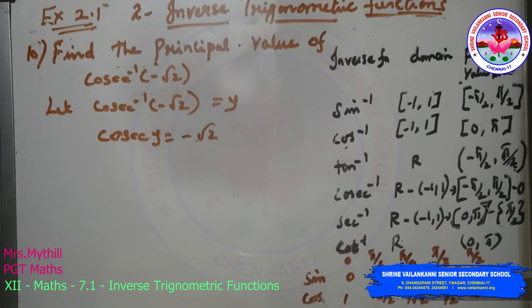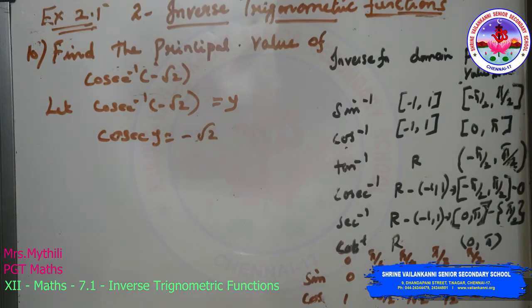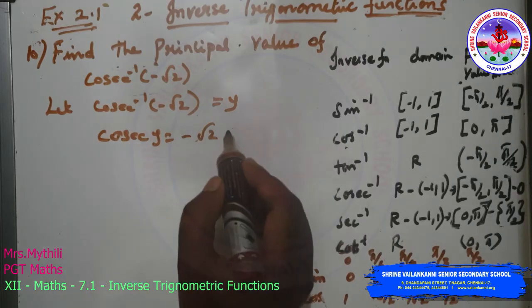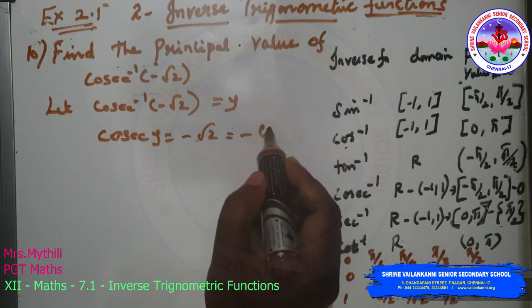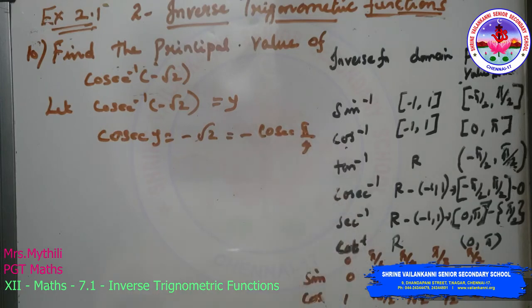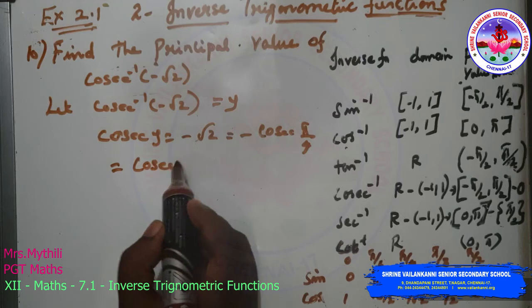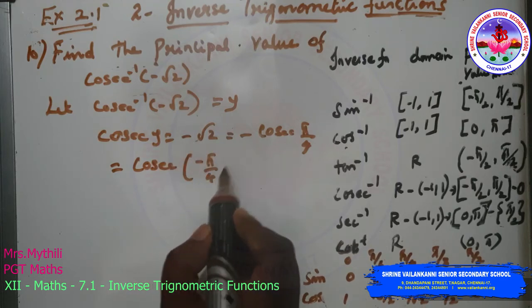10th one, find the principal value of cosecant inverse of minus root 2. Let cosecant inverse of minus root 2 be y, so cosecant y is minus root 2. The reciprocal of sine is cosecant, so root 2 corresponds to pi by 4. So cosecant y is equal to minus cosecant pi by 4. Cosecant of minus theta is minus cosecant theta, so I am writing this as cosecant of minus pi by 4.